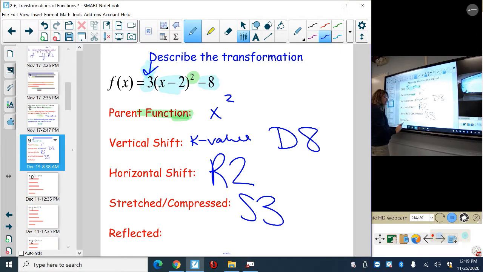And then the reflection, you're going to tell me if it is going to be over the x or the y-axis or none. Since it is a positive 3, there is no reflection. And since this x is unchanged, there's no reflection.